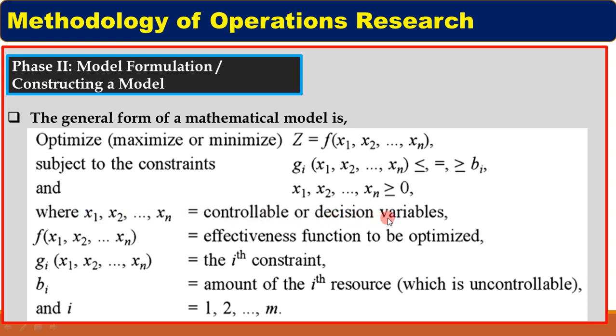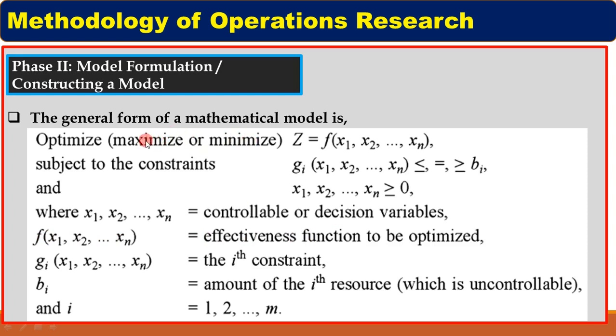In OR problems, this is actually the output for a decision maker. So the output of a problem which is solved using an OR technique is nothing but the values of x1, x2, xn. So it is called decision variables, and based on these decision variables the decisions are taken. Then this function of the decision variables is called the objective function or effectiveness function, which is either to be maximized or to be minimized.